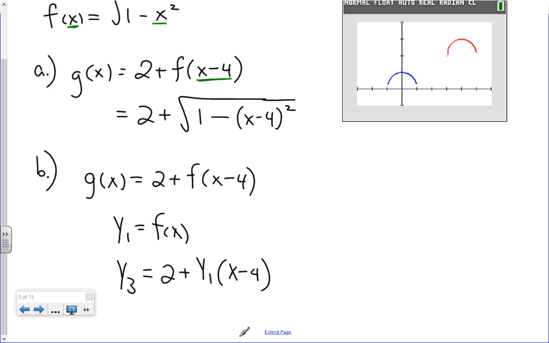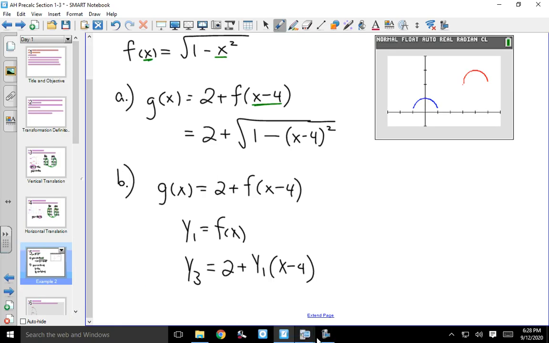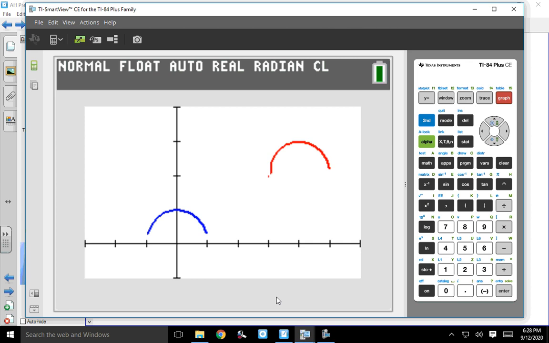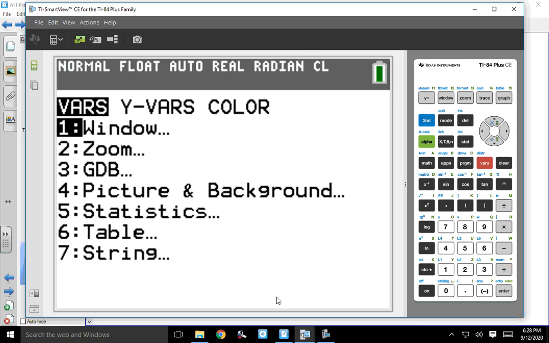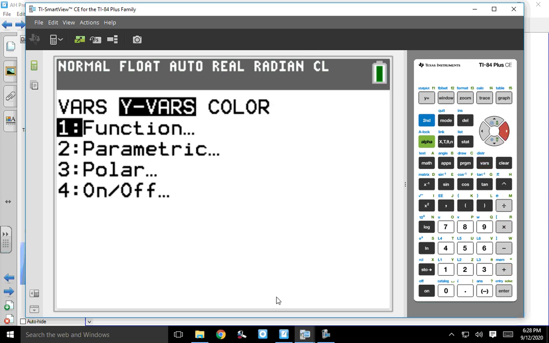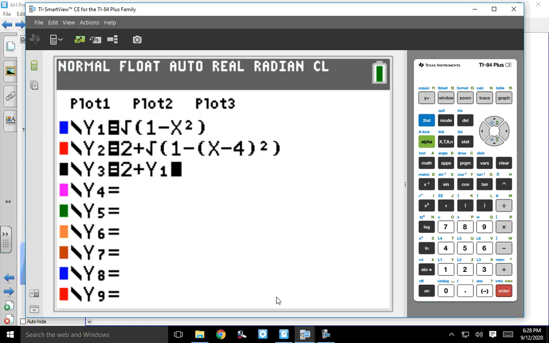All right, so on our calculator then, let's see what happens when we punch that in. All right, so in y3 now, we're going to say 2 plus, and then we're going to say y1. And to get y1, if you go to your variables menu, go over to y variables, go to function, and you can grab y1 that way. And then it's x minus 4. Your calculator has this built-in understanding of what function notation is. That's a really cool feature that your calculator has.